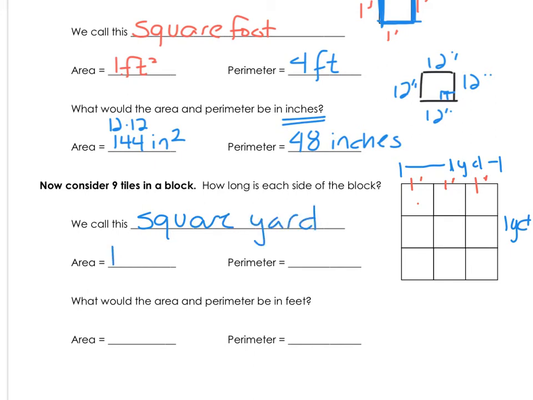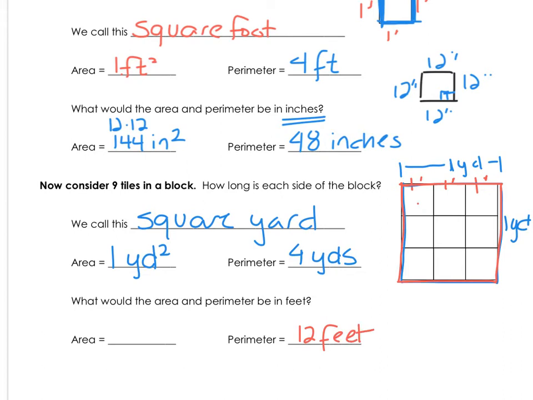The area is going to be 1 square yard, or I can say 1 yard squared. And the perimeter, again, if we go all the way around, would be 1 yard plus 1 yard plus 1 yard plus 1 yard. The perimeter would be 4 yards. Now let's think about the perimeter in feet. We said that each side is 3 feet. So that's 3 feet plus 3 feet plus 3 feet plus 3 feet. The perimeter is going to be 12 feet.